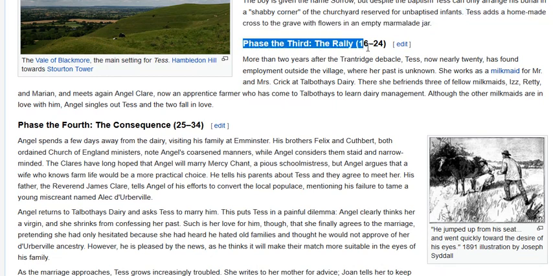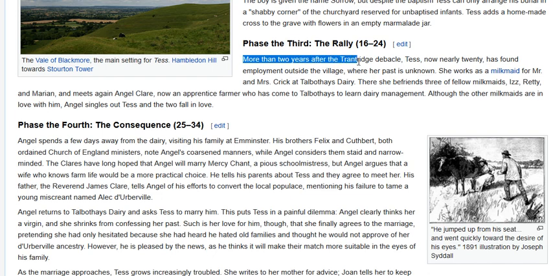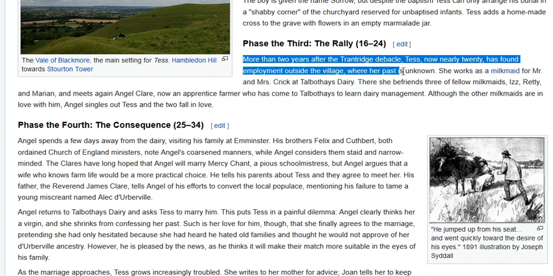Phase the third, the rally, from chapter 16 to 24. Summary. More than 2 years after the Trantridge debacle, or the misfortune of Tess associated with a rape and getting pregnant and giving birth to a sickly boy and then his death as well, Tess, now nearly 20, has found employment outside the village where her past is unknown.